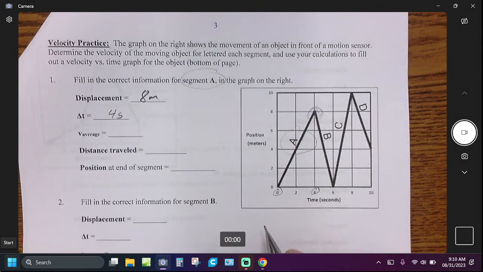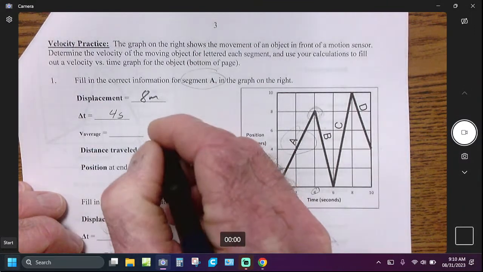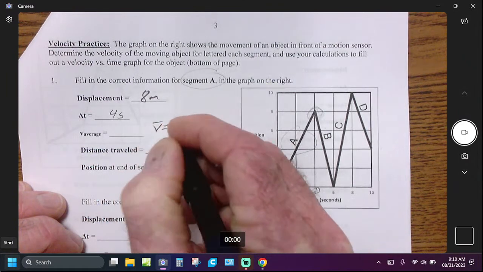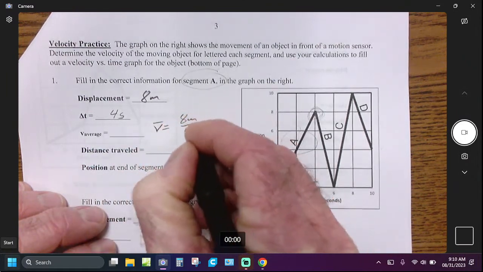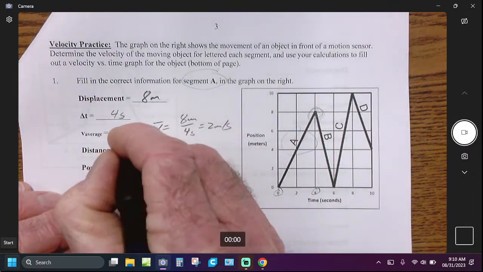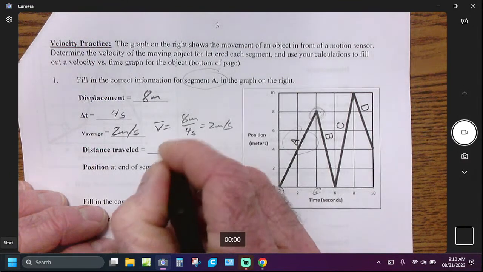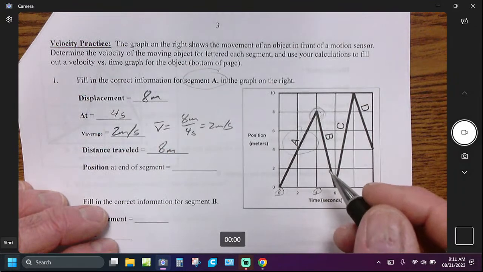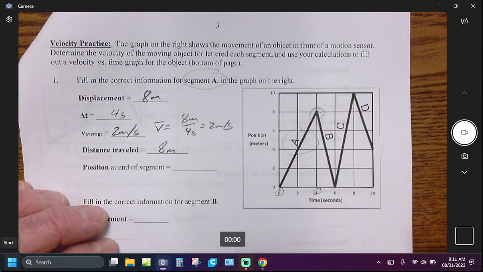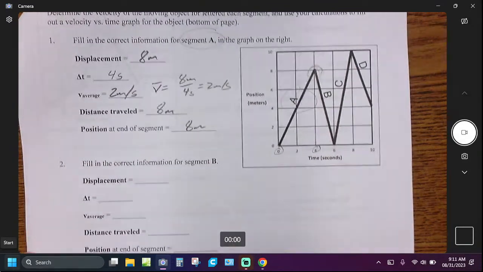So what's the average velocity during A? 2 meters per second. And you don't need to write it up, but I'm going to write it. 8 meters over 4 seconds, 2 meters per second. I'm just trying to leave a good trail for anybody who's following me. The distance traveled, 8 meters, which happens to be the same as the displacement in this case. And the position at the end of the segment, 8 meters.